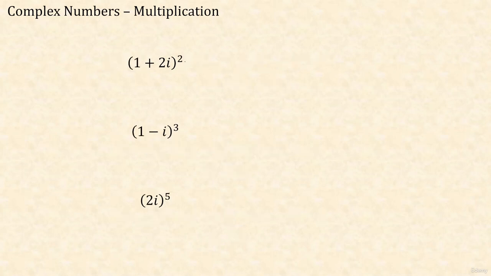Okay, let's have a look at dealing with brackets like this. Well, we would expand this in the same way that we would expand any algebraic term. You could write it out separately like this if you want, and then expand. So we get 1 times 1 is 1. I get 1 times 2i plus another 1 times 2i. So that's 4i. And I also get 2i times 2i. 2 times 2 is 4. i times i is minus 1, so that's minus 4.